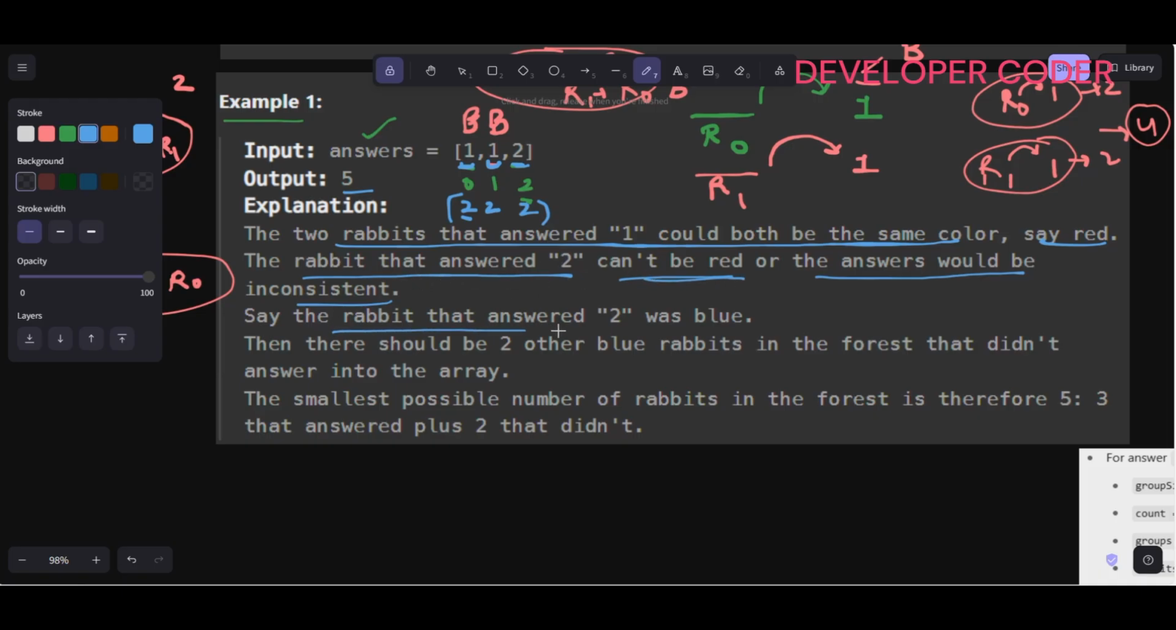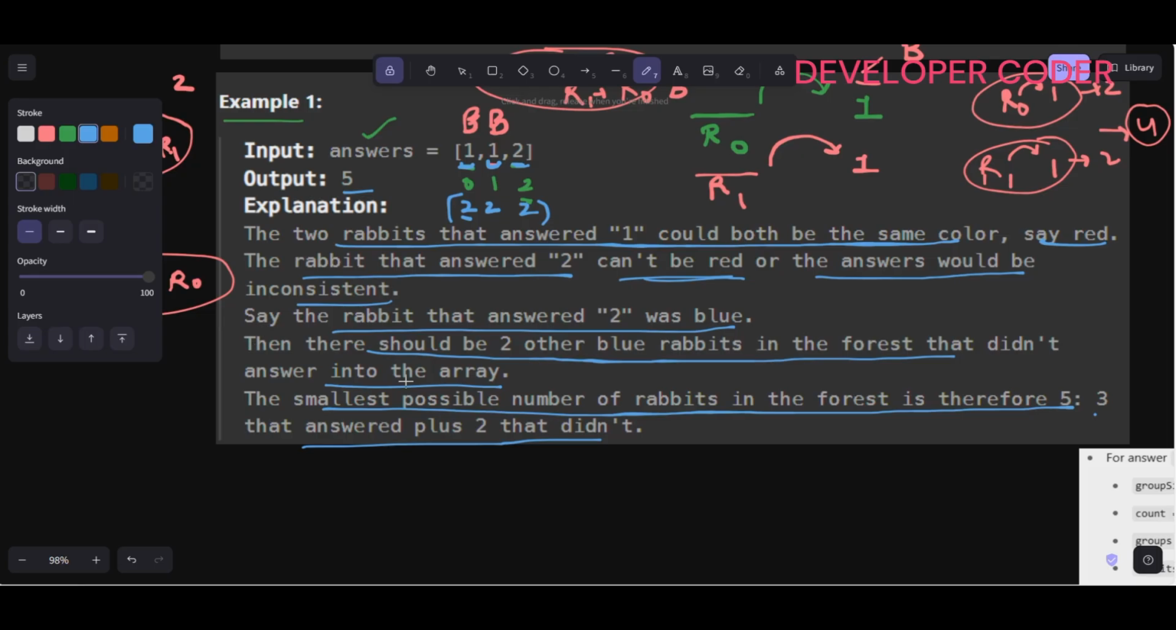Say the rabbit that answered 2 was blue, then there should be 2 other blue rabbits in the forest that didn't answer into the array. The smallest possible number of rabbits in the forest is therefore 5: 3 that answered plus 2 that didn't. So now how are we going to solve this?